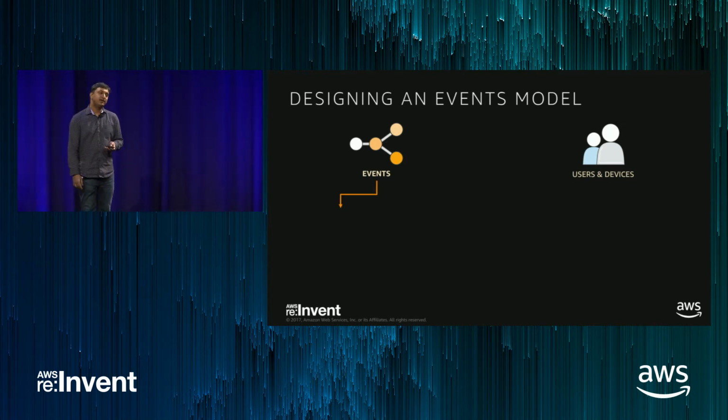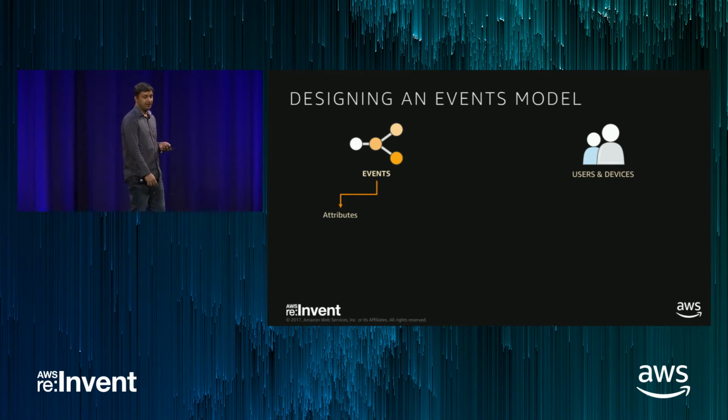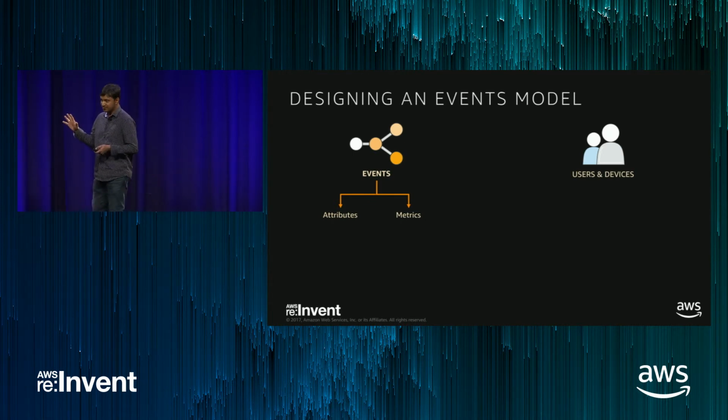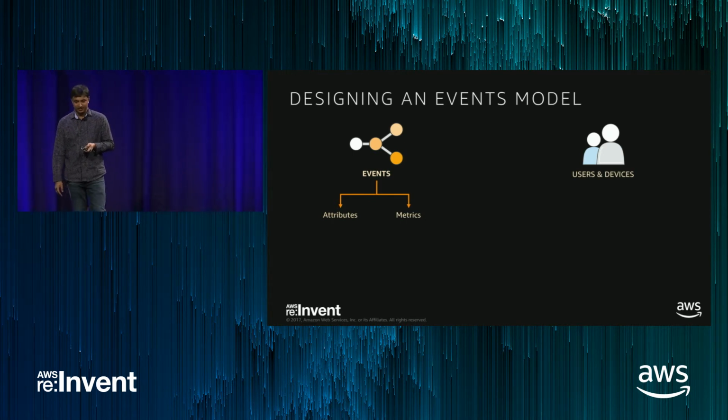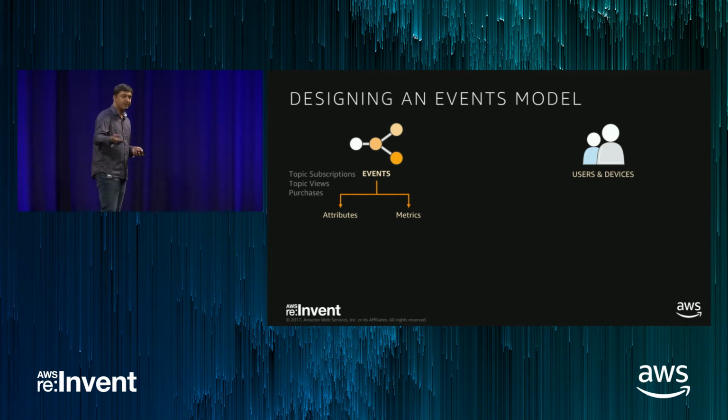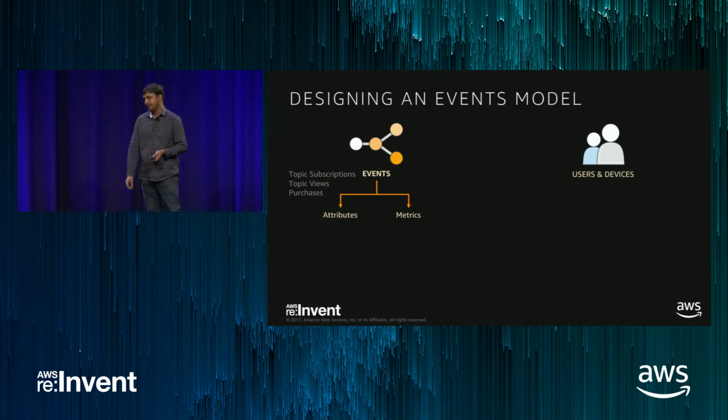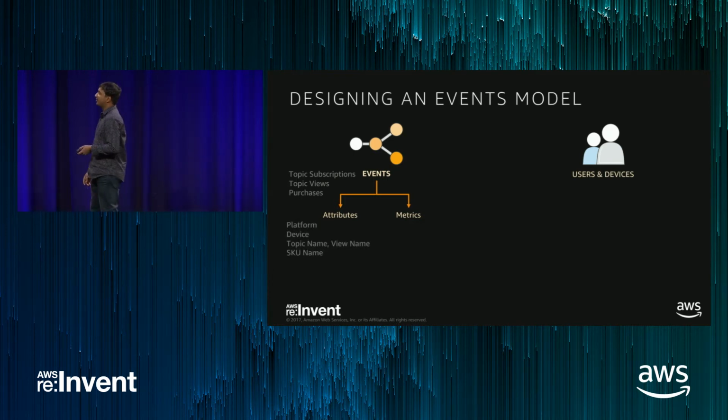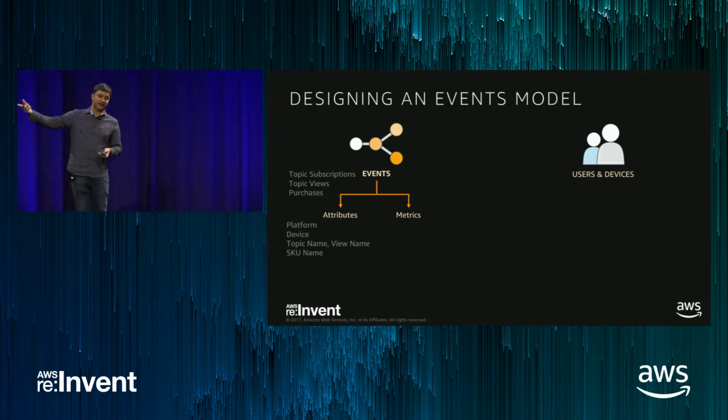Events in Pinpoint have child objects called attributes and metrics. Let's look at some examples with that sports fans application in mind. So things like topic subscriptions, topic views, purchases, those all come under events. They're actual things that are happening in the application. Attributes are things that are used to qualify those events.